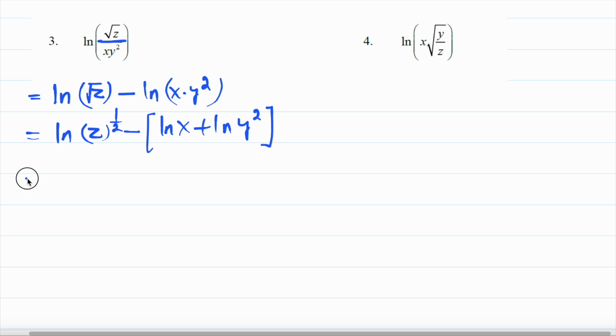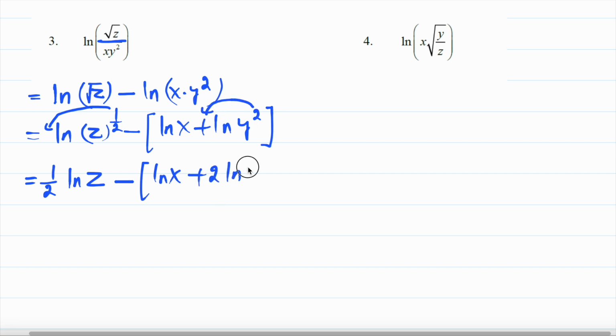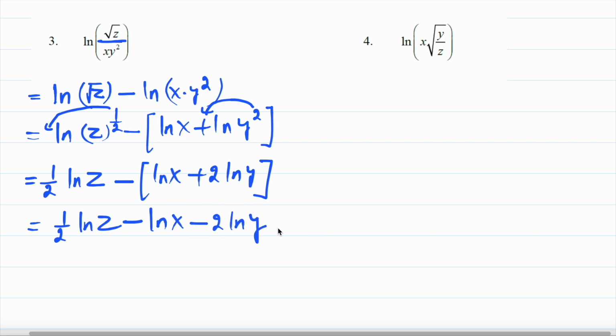And the third property we can use here: we can bring 1 over 2 to the front, so it will be 1 over 2 natural log z minus natural log x plus, here also we have 2, I can bring it to the front, it will be 2 natural log y. And now one last step: distribute the negative sign, so it's 1 over 2 natural log z minus natural log x minus 2 natural log y. And this is your answer to problem 3.